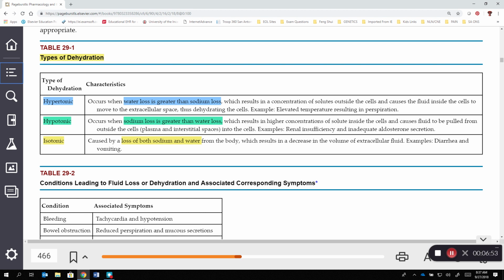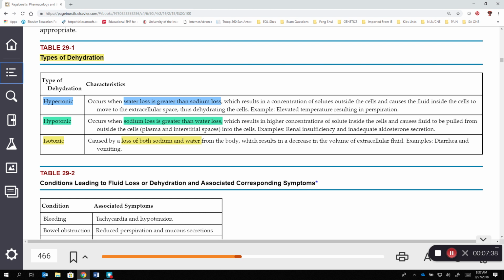A hypotonic dehydration will be where sodium loss is greater. I'm sorry, we lose more sodium than we do water. So think about someone with renal insufficiency and inadequate aldosterone secretion. The whole renin, angiotensin, aldosterone system and reabsorption of sodium is awry because of renal issues. In that case, they're retaining water and losing sodium, which is a very rare instance because sodium and water like to go together. They go everywhere together, even to the bathroom together. So hypotonic dehydration is something that hopefully you don't see too often.